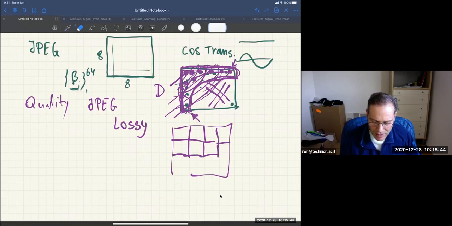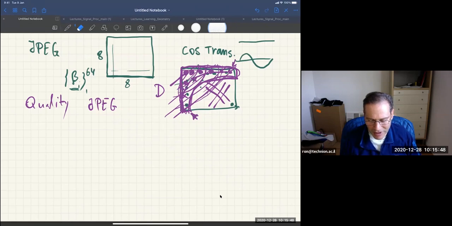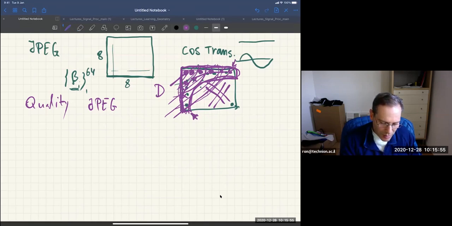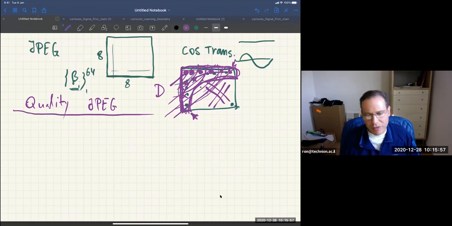Now, JPEG was an interesting way of implementing almost everything that we have learned in this course, and a little bit more, because we didn't talk about entropy coders. Entropy coders is something that you could learn in information theory courses. But again, the only thing that you need to know here is something like the Huffman code. The more frequent a number is, the fewer bits you want to assign to it, okay?